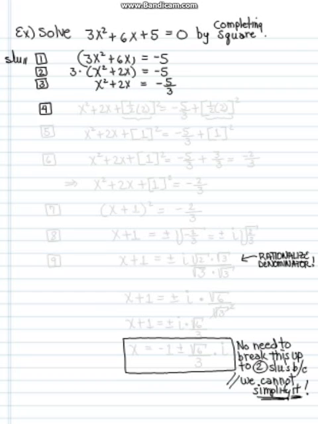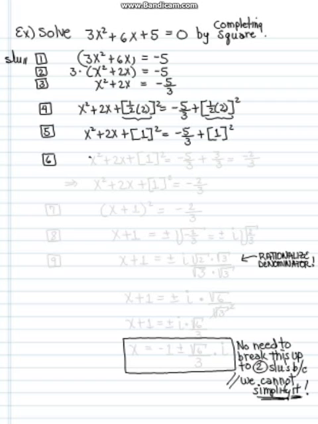Step 4, we're going to add bracket half the coefficient of the x, not the x squared, and then square it. So it's x squared plus 2x plus bracket 1/2 times 2 bracket squared equals the right side, -5/3 plus 1/2 times 2 bracket squared. Step 5 is where we simplify inside the brackets only. So half of 2 is 1. We get x squared plus 2x plus bracket 1 squared equals -5/3 plus bracket 1 squared.